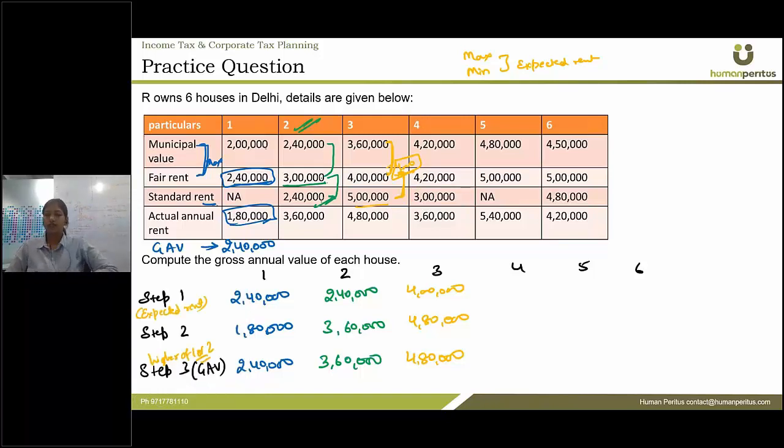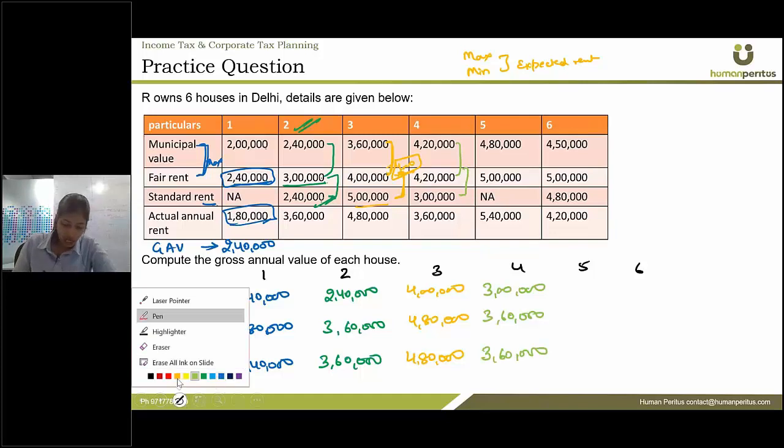Now in the fourth case, what would be our expected rent? What would be our step 1 value? So it would be first, as I told you, maximum. In this case, both are equal, so 4 lakh 20 will be our maximum value. Then we compare it with standard rent. So minimum, that means our expected rent is 3 lakh. Correct, Sabiha? Actual rent is 3 lakh 60. So how much is our GAV in this case? It would be 60,000. Very good.